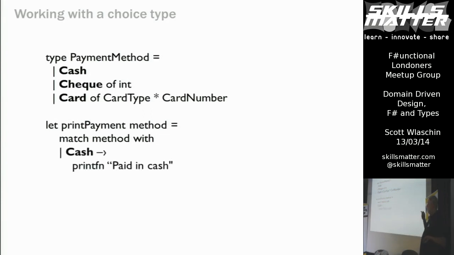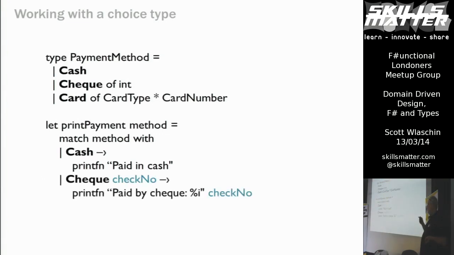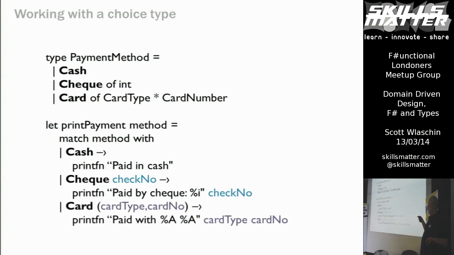So in this case, if I match it with cash, I can say paid in cash. If I match it with check, I bind the check number variable to that at the same time that value gets assigned. If I match it with a card, I've got those 2 things, and I can print those out at the same time. So what's really nice is you match and you can assign to those values at exactly the same time.